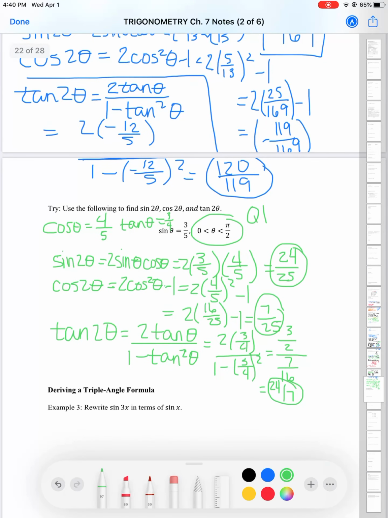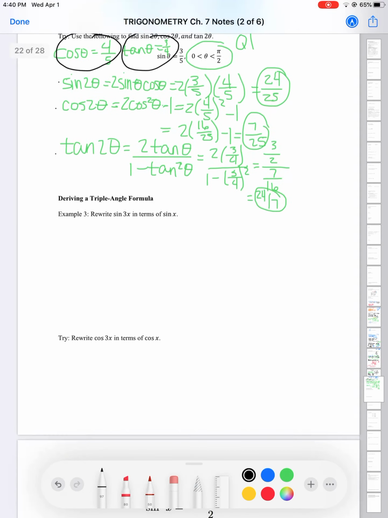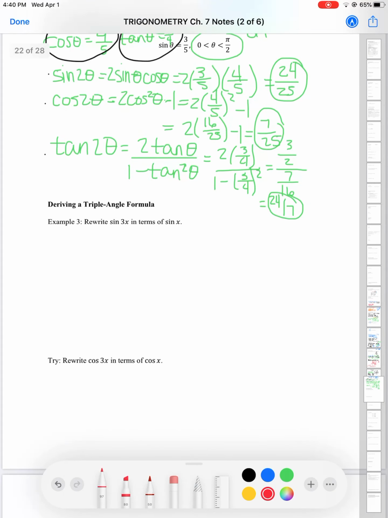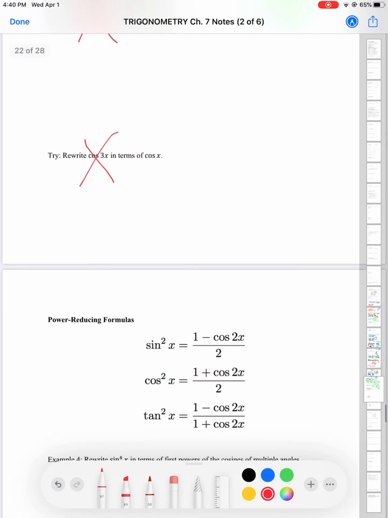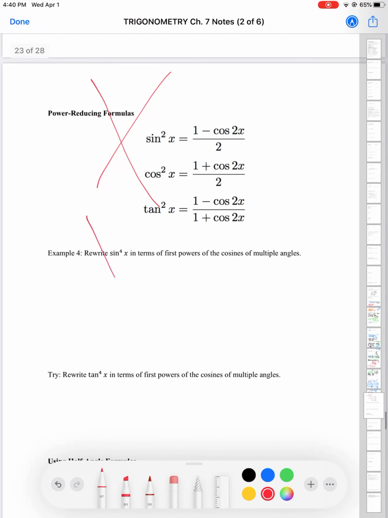I know I went kind of fast, guys, but once you get these pieces right here and plug into your formulas, it's really just simplifying fractions. So we're going to actually skip this.